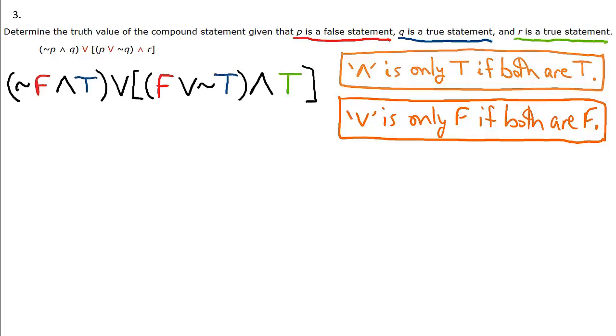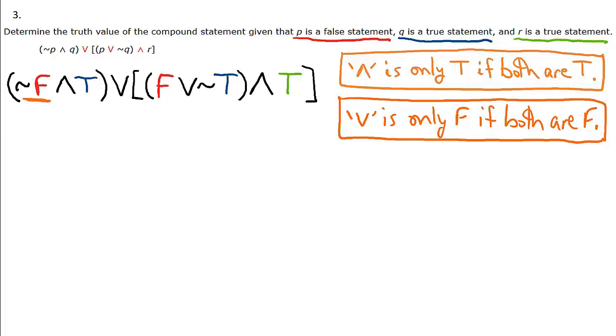I know that Q is true, so everywhere you see a Q, put in a capital T for true. And R is also true, so everywhere you see an R in that original statement, put in a capital T for true. That gives me a complex logical statement, but I'm going to work at it in organized fashion.